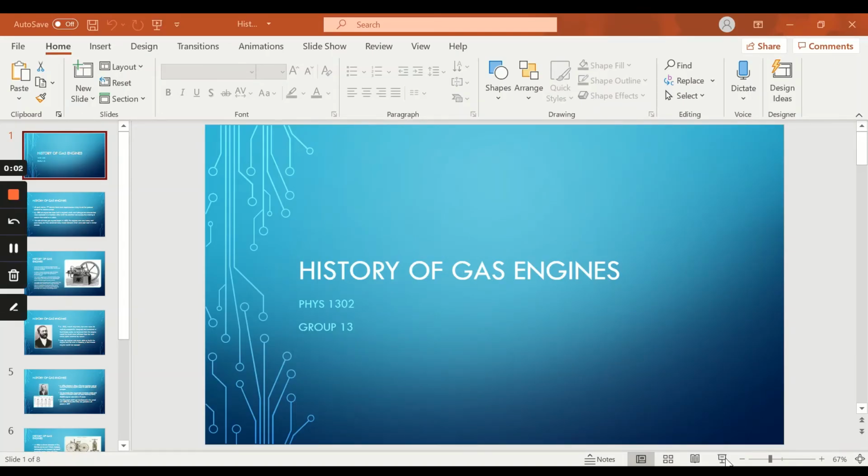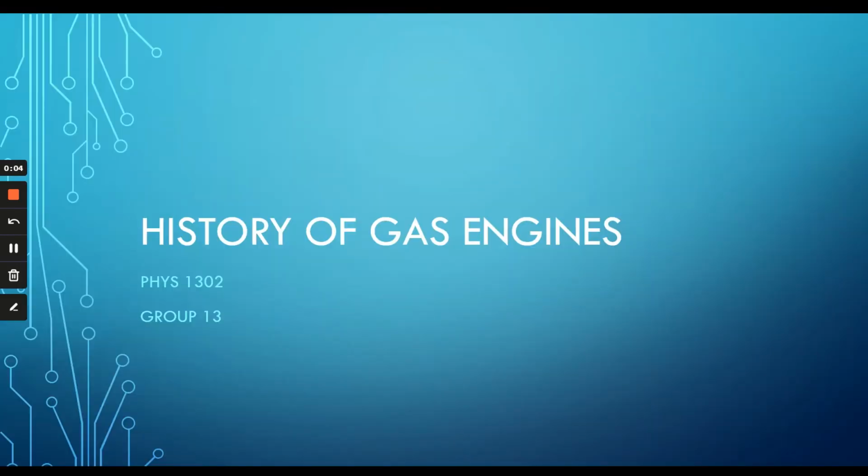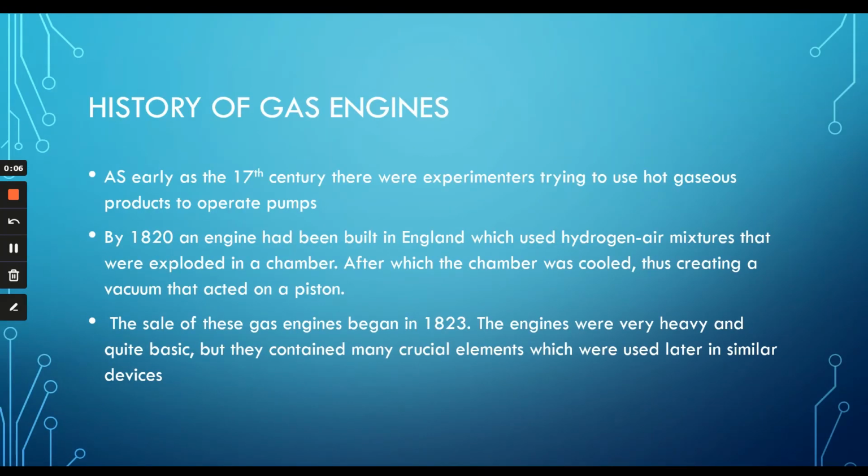This is the history of gas engines. As early as the 17th century, there were experimenters trying to use hot, gaseous products to operate pumps. By 1820, an engine had been built in England which used hydrogen-air mixtures that were exploded in a chamber, after which the chamber was cooled, thus creating a vacuum that acted on a piston. The sale of these gas engines began in 1823. The engines were very heavy and quite basic, but they contained many crucial elements which were used later in similar devices.